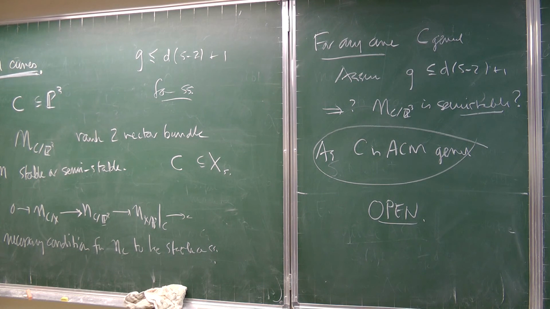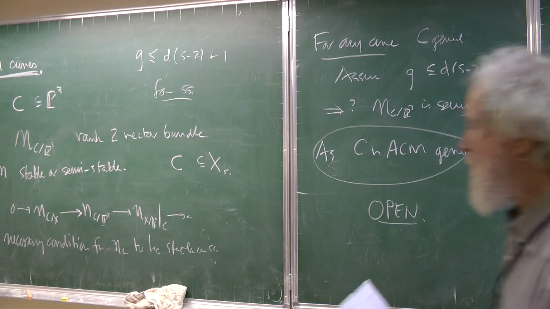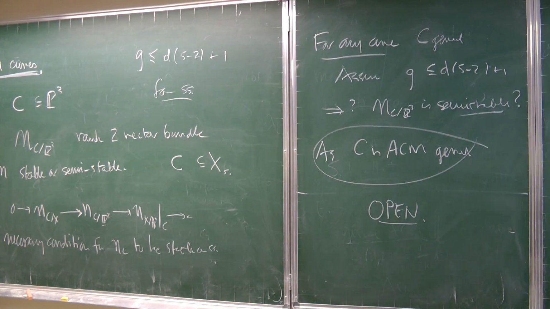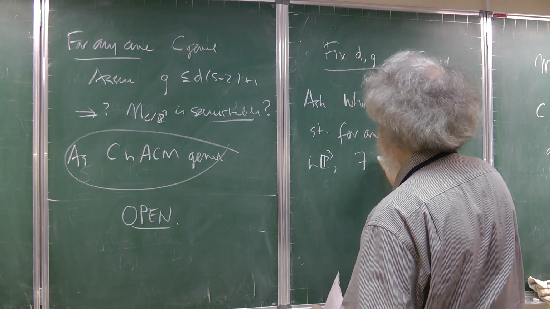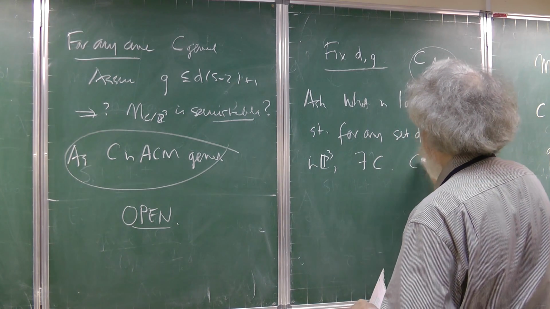All right. Let me mention another problem about ACM curves. The next problem is, supposing you fix d and g, and you consider curves of degree d and genus g, and you ask, what's the largest number of points in P3 that you can require such a curve to pass through? So what is the largest m such that for any set of m points in P3, there exists a curve C in this collection such that C contains all the points P1 up to Pm?